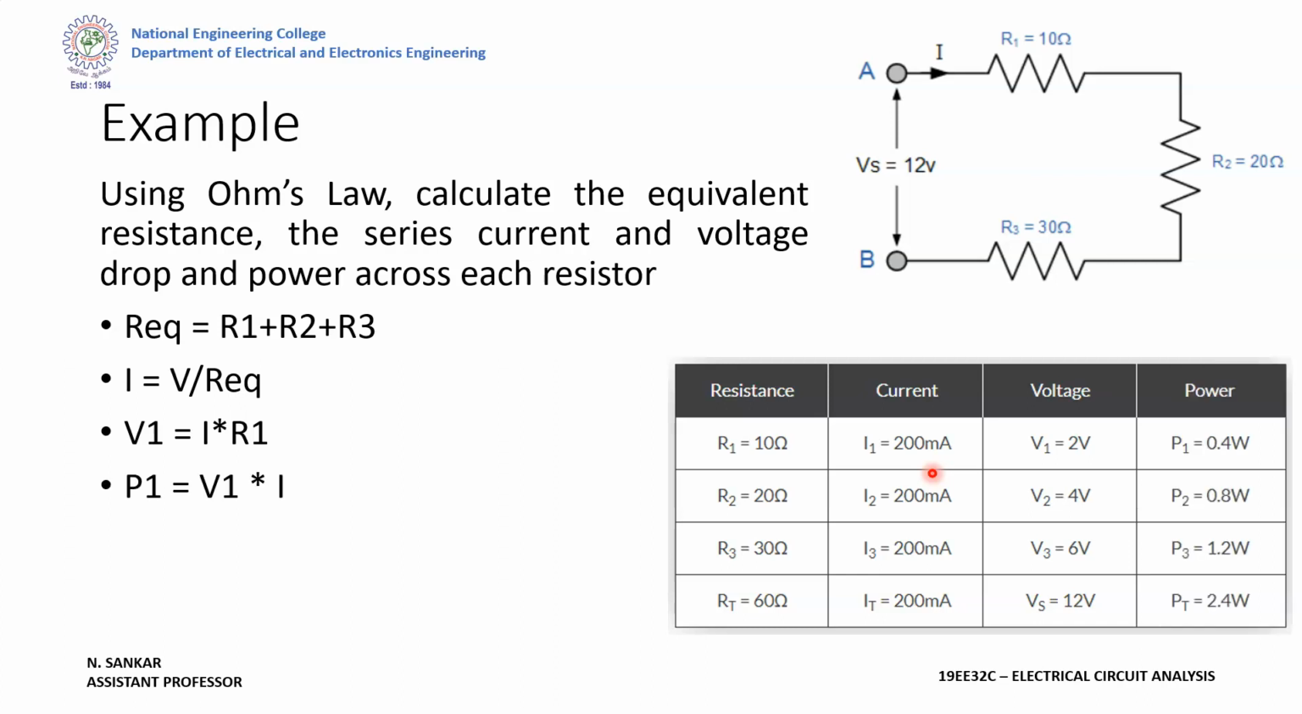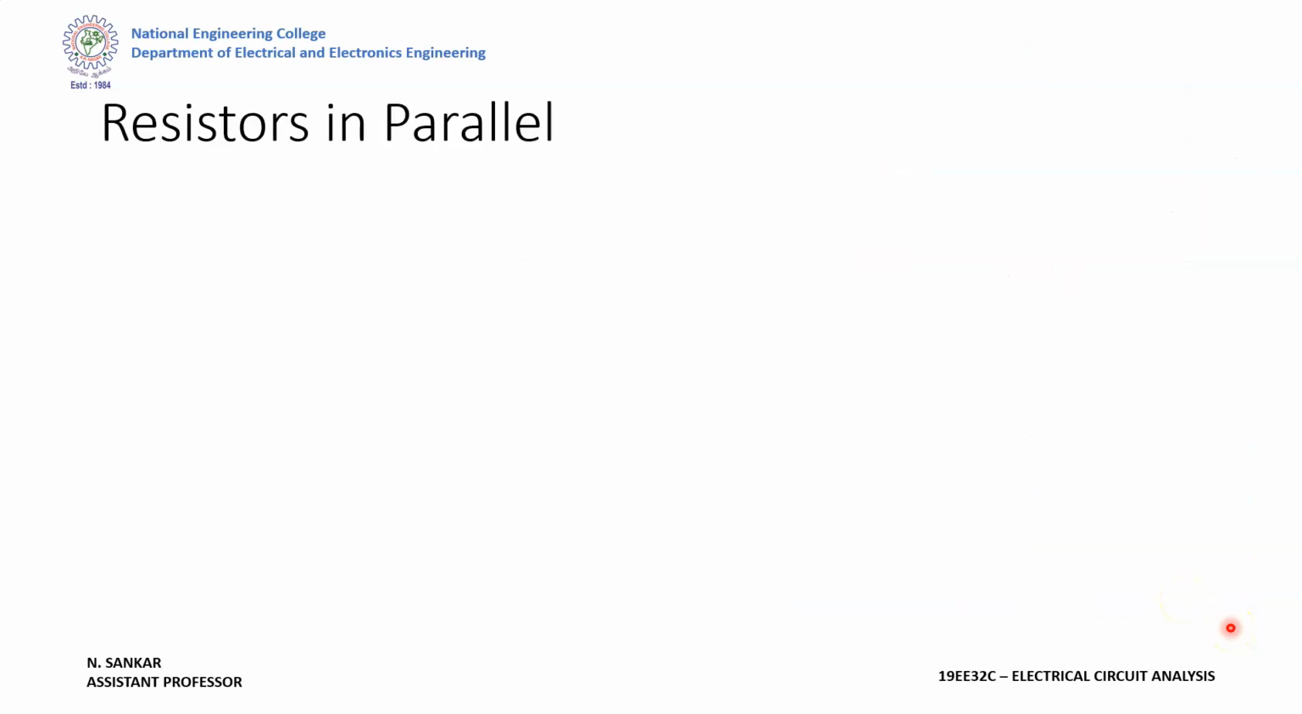So instead of 400 milliwatt, they have mentioned it as 0.4. Similarly, 200 into 4, 800, 0.8 watt. Similarly here, 1.2 watt, and finally adding all will give the total power, that is 2.4 watt. Okay, so next we can go for resistors in parallel.